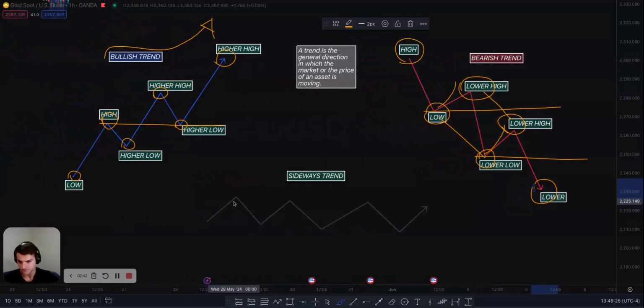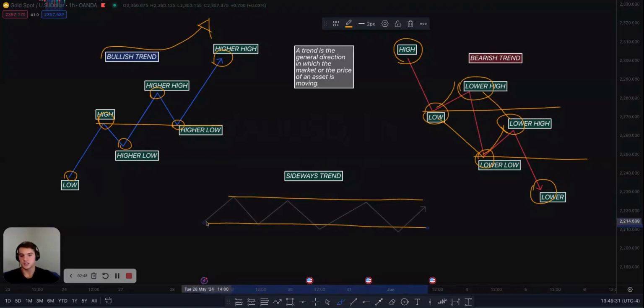The sideways trend just means that price is literally going sideways. Let's just say this is gold. So gold is going from 2000 to 2100, coming back to 2000, 2100, coming back to 2000, and it's basically not going anywhere. So after this, you expect two things.